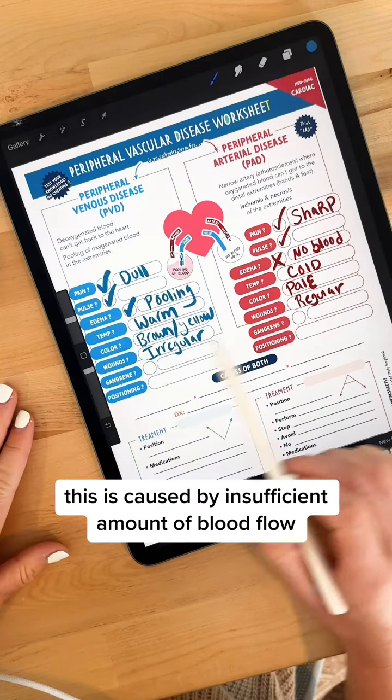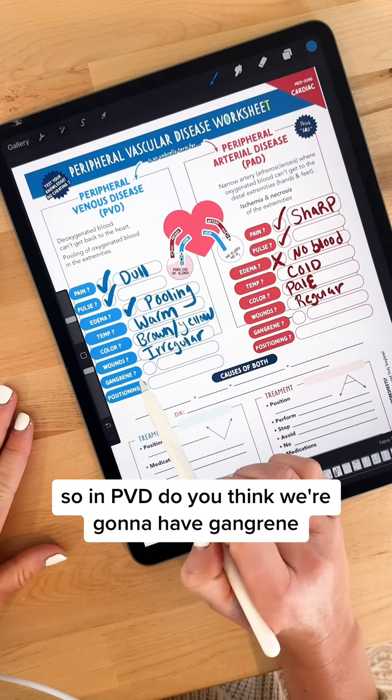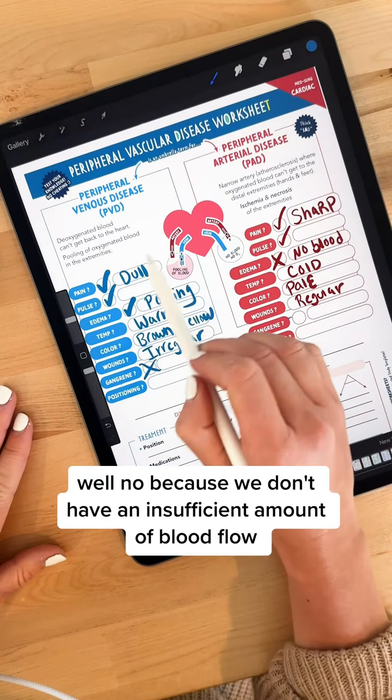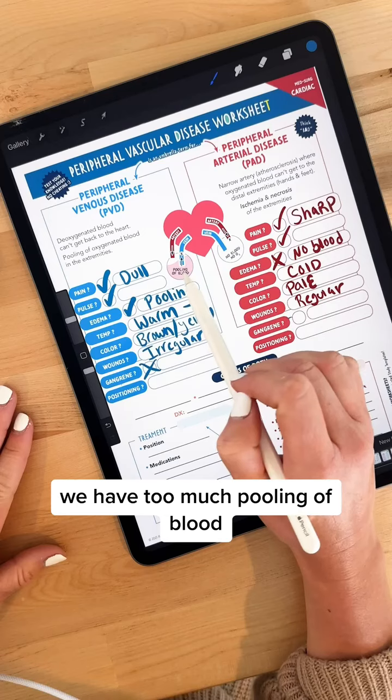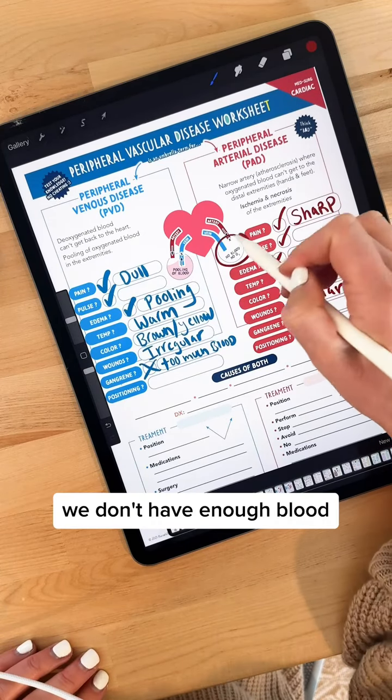Let's talk about gangrene. This is caused by insufficient amount of blood flow. So in PVD, do you think we're going to have gangrene? Well, no, because we don't have an insufficient amount of blood flow. We have too much pooling of blood. And for PAD, yes, we are absolutely going to have gangrene. That is our problem. We don't have enough blood.